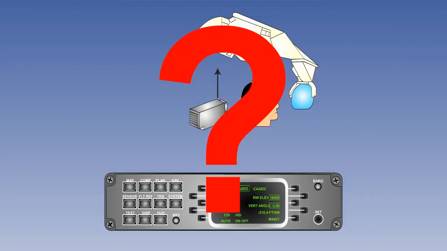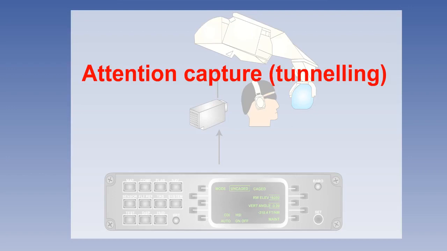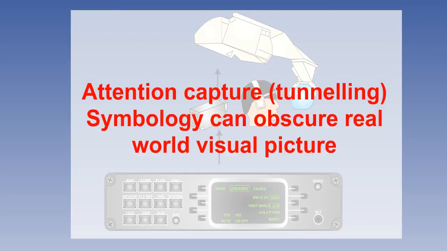Two operating problems have come to light with the introduction of HUD technology, although the benefits gained greatly outweigh these limitations. The first is attention capture, also known as tunneling. Pilots can concentrate on the HUD data and disregard external, real, visual information. The second is that it is possible for the display imagery to obscure or cover important external real features. The solution is to not overclutter the display. However, there is a balance to be struck between keeping the display uncluttered and providing enough information to the pilot.